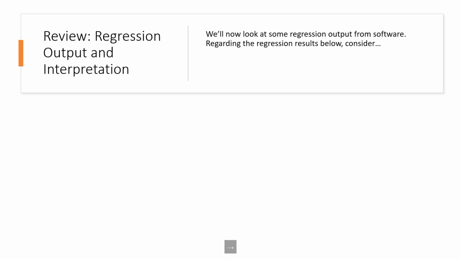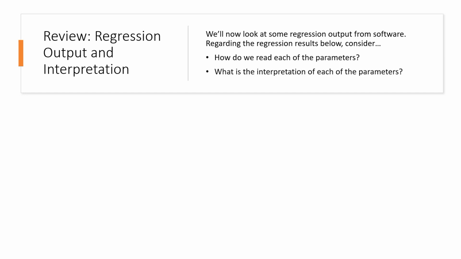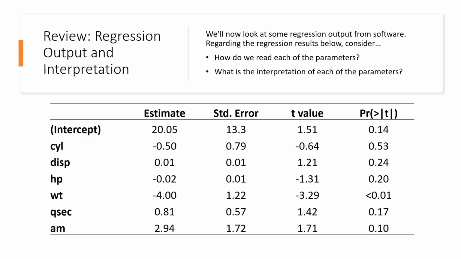All right. So now let's look at the output of that model from some software. As we're looking through this, consider how we read each of the parameters. How do we interpret each of the parameters within an appropriate context? So looking through this, the very, very first thing I look at in the output is the right-hand side.